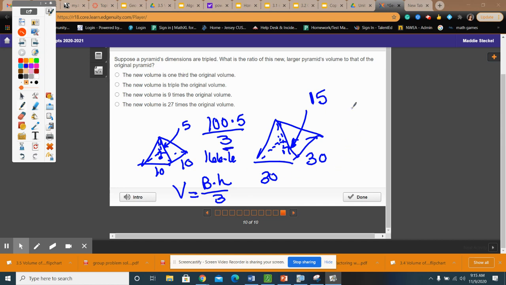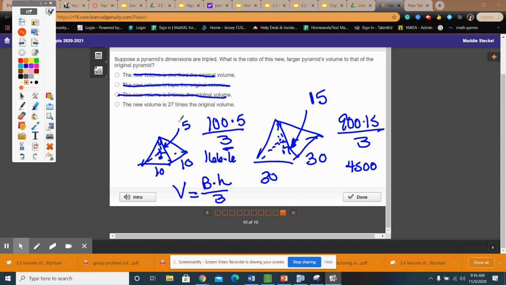Let's do this one. Instead of 100, I'm going to get 30 times 30, which is 900 times 15 divided by 3. 900 times 15 divided by 3 is 4,500. So the new volume is not smaller, so that's wrong. Is the new volume triple? If I take 166 times 3, is that it? No. Is it times 9? Well, let's see. 166.6 repeating times 9 gives me 1,500. That's not it either.